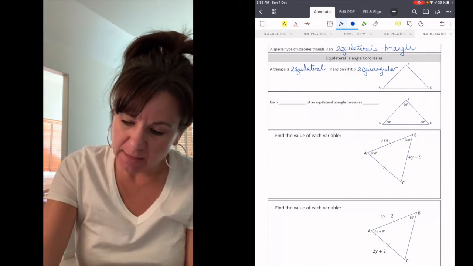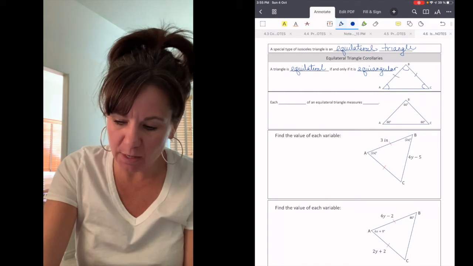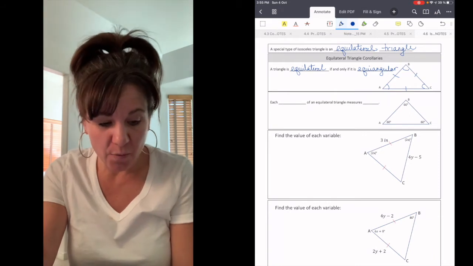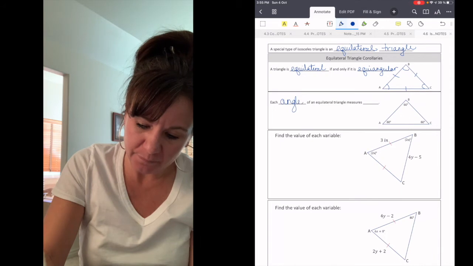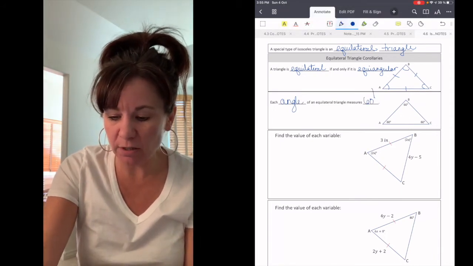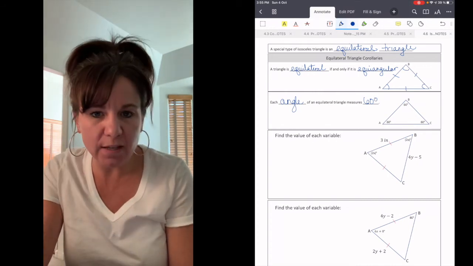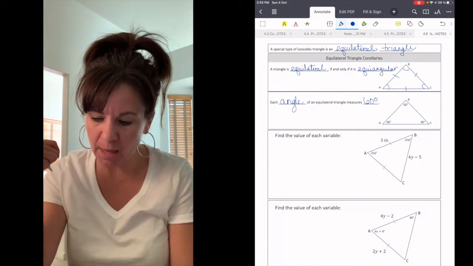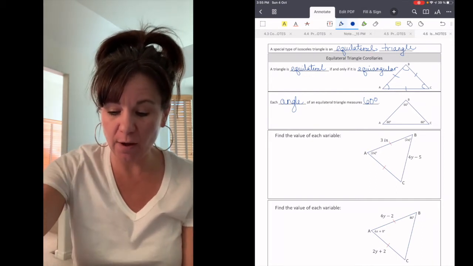So, as long as A, B, and C are all congruent, then we know that all of the sides are congruent. So because of that, we know that in an equilateral triangle, each angle, because they all have to be the same, each angle measures 60 degrees. So in an equilateral triangle, we always know that all of the angles are 60 degrees. We're going to use that information to solve some of these problems. It says find the value of each variable.